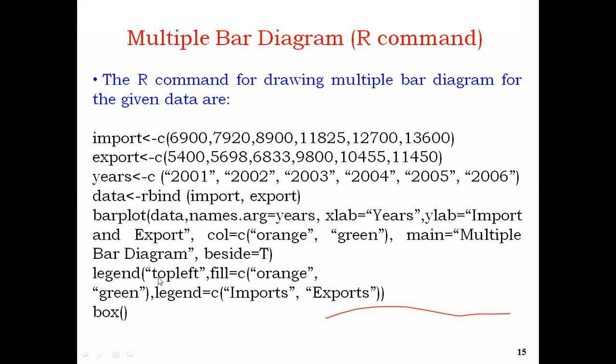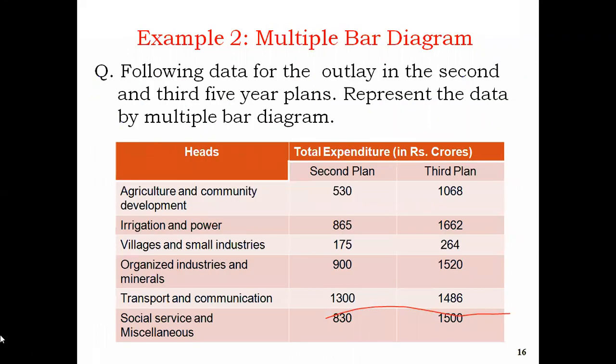Then top right, fill, the color you choose by yourself. Then for the legend you write second and third, nothing else. So I have already told you how we can write for this example. This is very simple, you can do it by yourself, just practice at your home. Okay, so this is all about the multiple bar diagram.